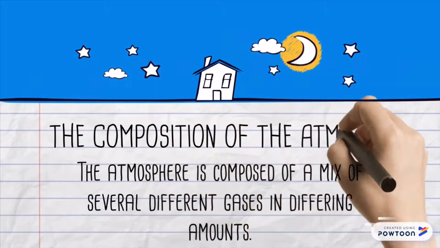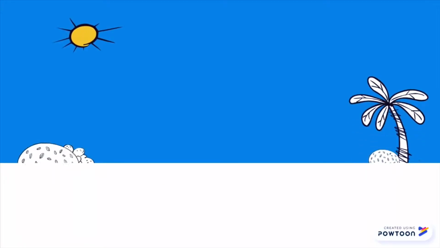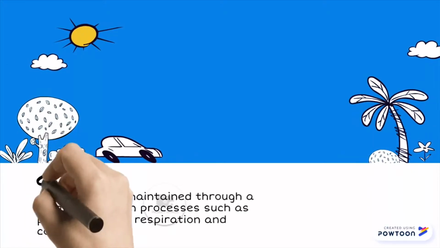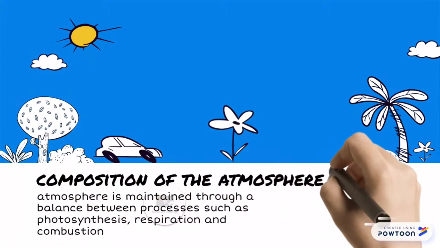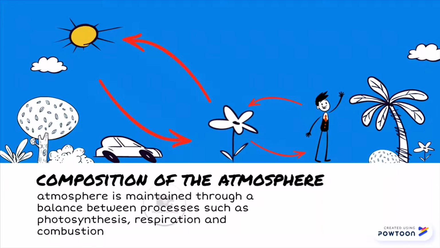The composition of the atmosphere. The atmosphere is composed of a mix of several different gases in differing amounts. The atmosphere consists mainly of nitrogen and oxygen. Atmosphere is maintained through a balance between processes such as photosynthesis, respiration, and combustion.